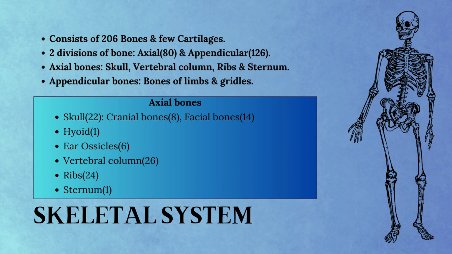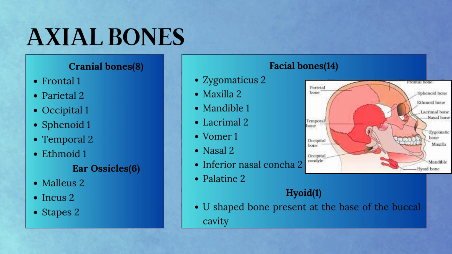Axial bones. There are totally 80 axial bones, which include skull, 22, which are of two types, namely cranial bones, 8, and facial bones, 14, hyoid, 1, ear ossicles, 6, vertebral column, 26, ribs, 24, sternum, 1. Let's see axial bones in detail.